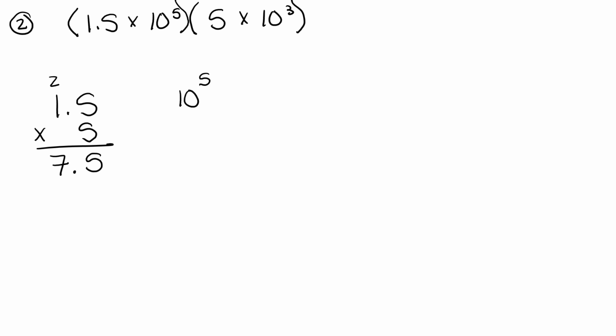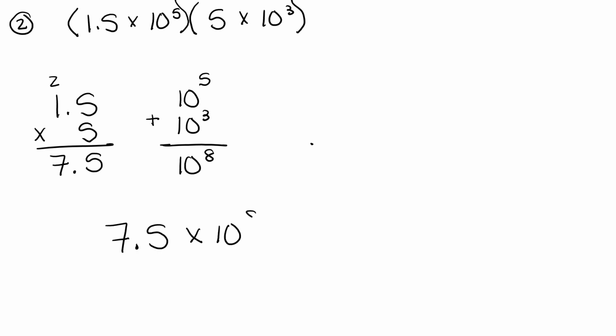When we're multiplying, we would add the exponents. So 10 to the 5th and 10 to the 3rd would add together to give us 10 to the 8th. And our answer is 7.5 times 10 to the 8th power. We don't have to move the decimal point in this answer because the decimal point is already behind the first number, 7. So our answer stays 7.5 times 10 to the 8th.